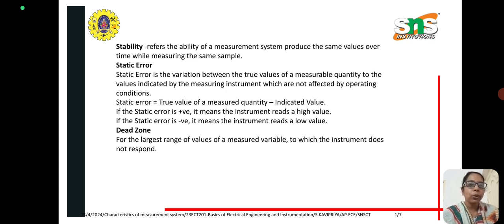Next is dead zone. The largest range of values of the measured variable to which the instrument does not respond, we call that a dead zone. So the range of values for which the instrument does not respond or does not produce any output, we call it a dead zone.